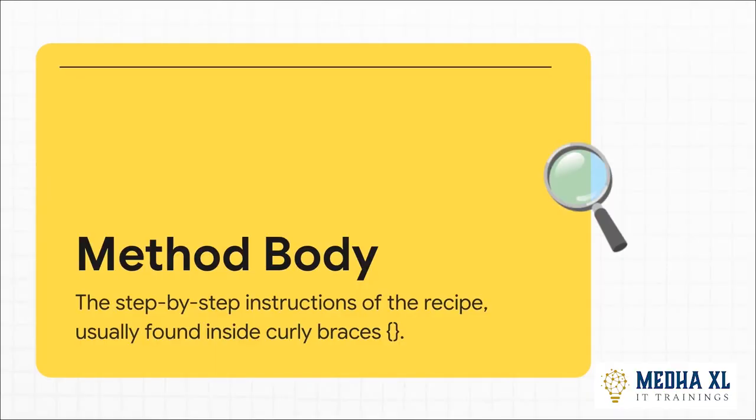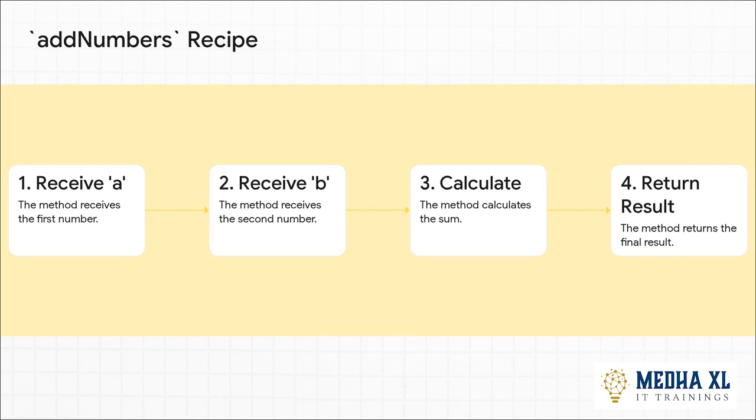Okay, so we've got our ingredients. Now what? Well, now we need the instructions. This is what we call the method body. It's the block of code, usually tucked inside some curly braces, that tells the chef exactly what to do with those ingredients step by step. The instructions for our addNumbers chef are super simple. First, it takes those two numbers we gave it, a and b. Then it adds them together. And finally, and this part's really important, it gives us back the result, the final sum.